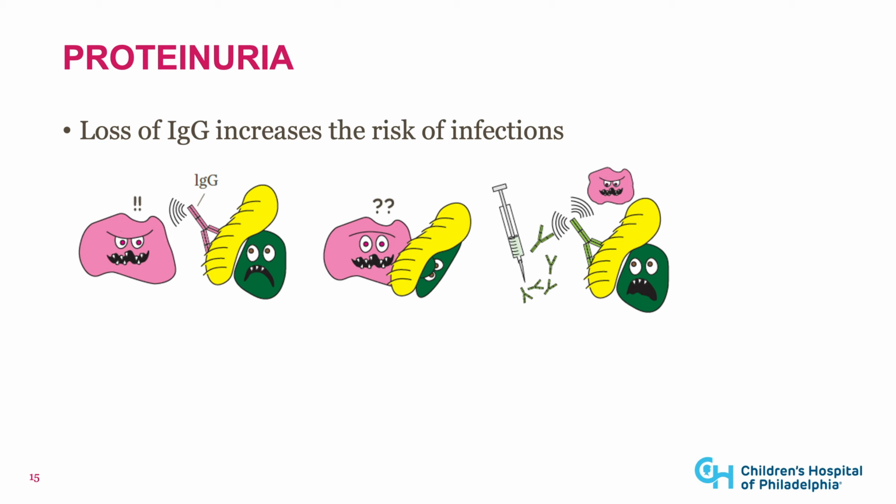In addition to albumin and antithrombin 3, another group of key proteins lost in nephrotic syndrome are immunoglobulins. This makes it more difficult to fight infections and especially encapsulated bacteria. For this reason, patients with nephrotic syndrome get additional antipneumococcal vaccinations.